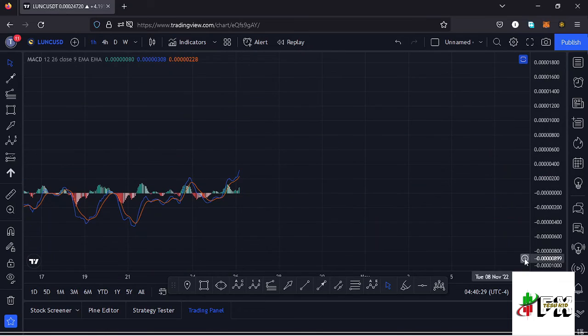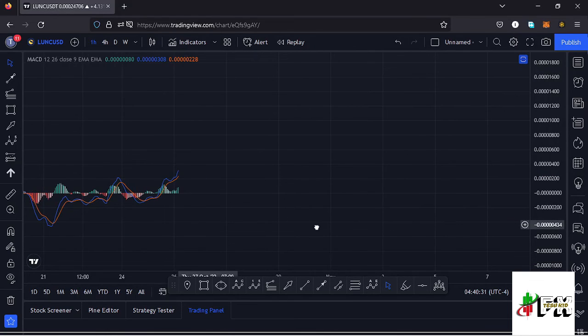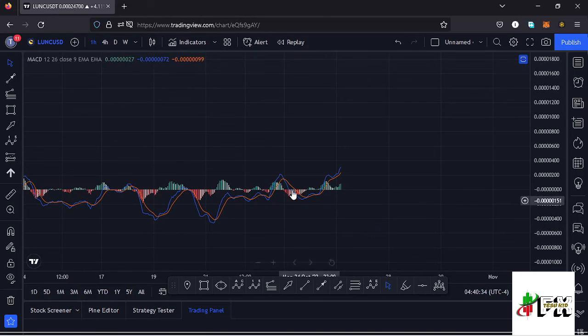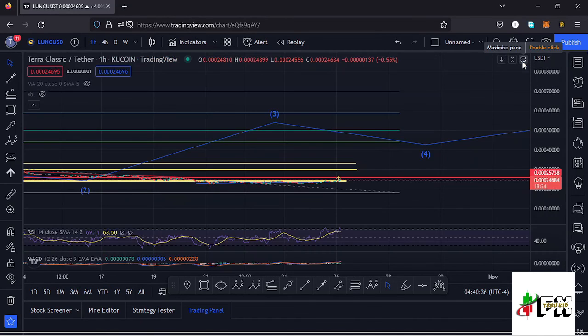Also taking a look at the MACD, here on the MACD we have printed a bullish cross, and that would mean higher prices could be coming our way. So let's be patient and see how that plays out, and I'll keep you updated.